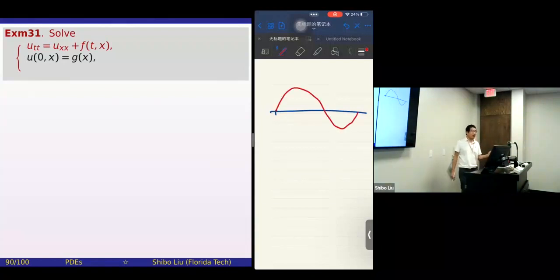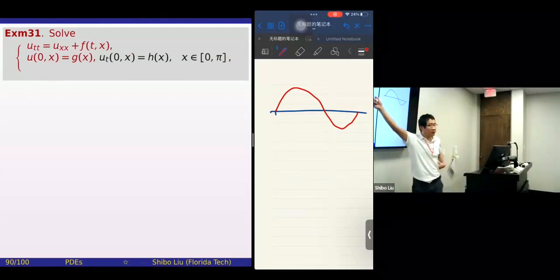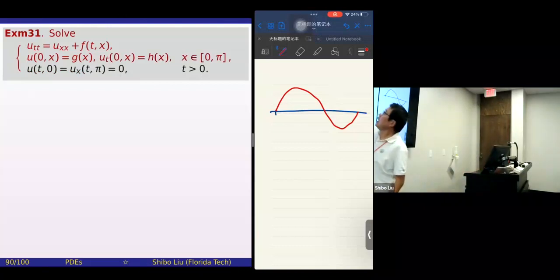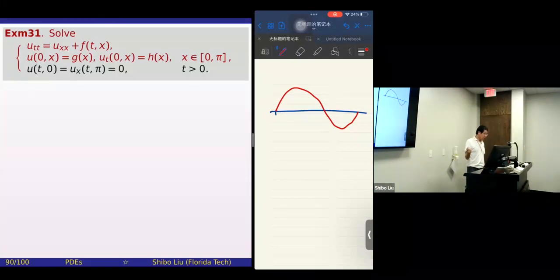Now, this red curve is the graph of g(x). That is where the string is located at the initial moment. But for the wave equation, you not only need the initial displacement, you also need the initial velocity. The initial velocity is h(x). So these two equalities make up the initial condition. Then the boundary condition: on the left hand side, u is 0. On the right hand side, the derivative is 0. So the left hand side is Dirichlet, and the right hand side is Neumann. So this is an initial boundary value problem for the non-homogeneous wave equation.